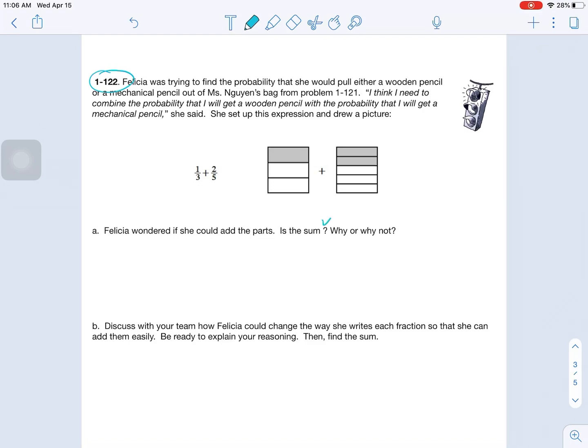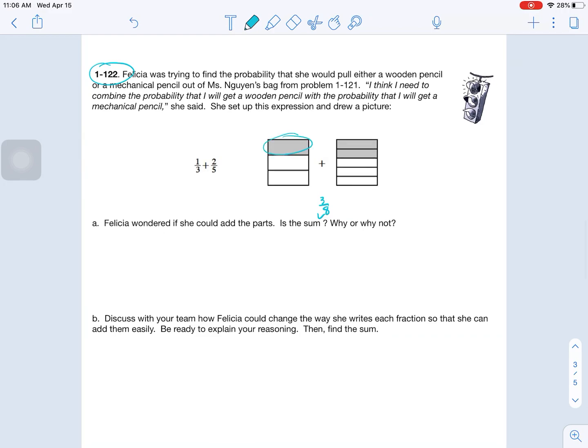She asked if she could add the parts. Now for you guys right here, there's a fraction that got left off of the PDF. So go ahead and write 3/8. Sorry, that looks like a bad 3/8. Let's fix that. So is the sum 3/8? Why or why not? So where are they getting 3/8 from? They're getting it from a piece here, and a piece here. So there's the 3, and there's 1, 2, 3, 4, 5, 6, 7, 8. So that's where she's getting 3/8 from.